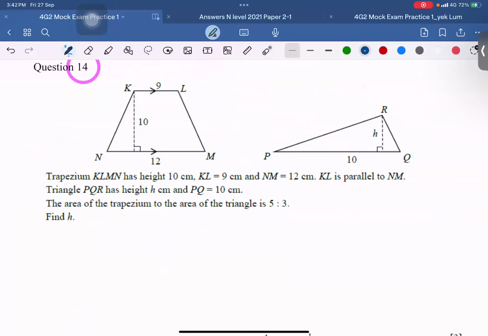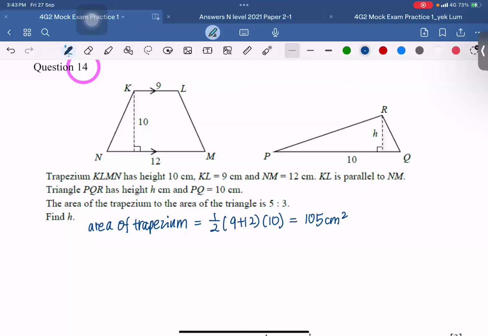Okay, maybe Lynn, you can help me to find how to find the area of the trapezium, the formula. Half A plus C. Okay, half 9 plus 12 times the 10. This one, what was my area? 105, I think. Yeah, correct. 105 cm squared.